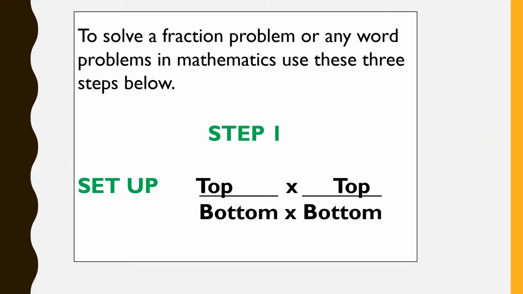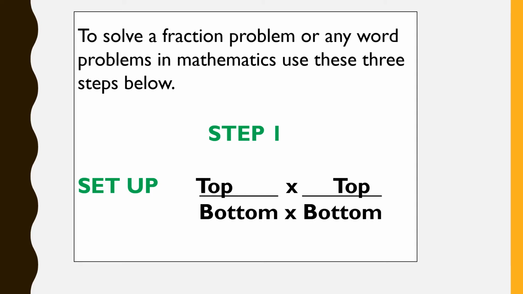To solve fractional problems or any word problems in mathematics, use these three steps. Step 1, the setup. You put an item on top with a label and an item at the bottom with the label. In some cases, that's all you need. You just divide the bottom number into the top number. That gives you the answer. Like when we say $12 an hour. $12 is on top. 1 hour, you have to work for 1 hour in order to get the $12.